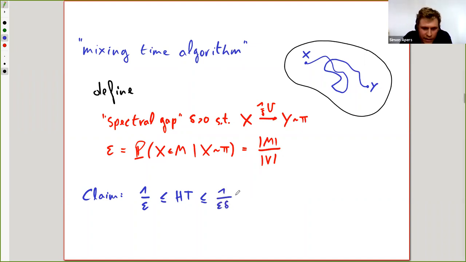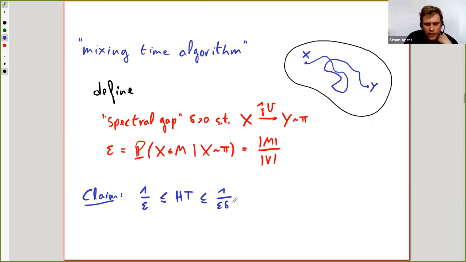So basically you get that if 1 over delta is small, so the spectral gap is large, then a random walk very fast converges to this pi, and it behaves almost like we're taking uniform independent samples. And by making the claims that I'm making a bit more rigorous, you can prove this claim.